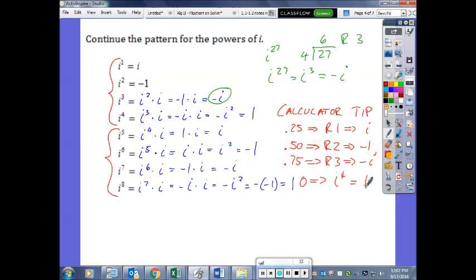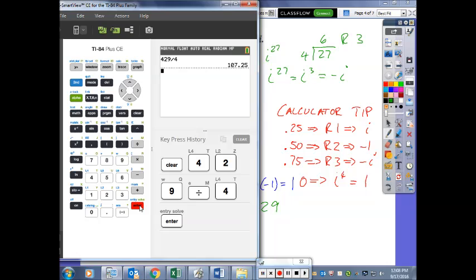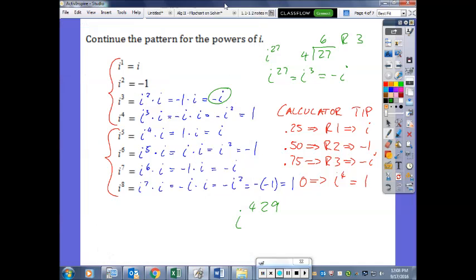Let's look at an example. What if we had i to the 429th power? I'm just going to pull out my calculator, and I'm going to say 429 divided by 4, 107.25, and 0.25 means a remainder of 1, or in other words, this is just the same as i itself.